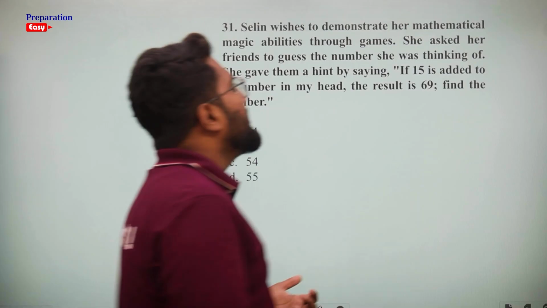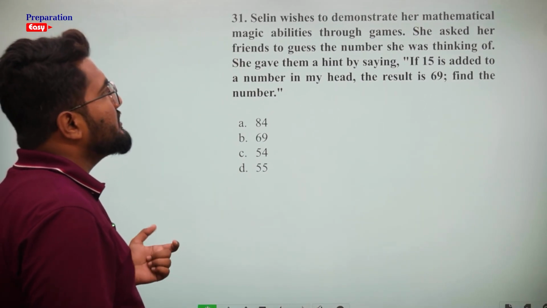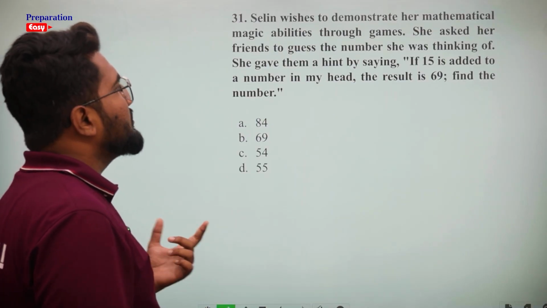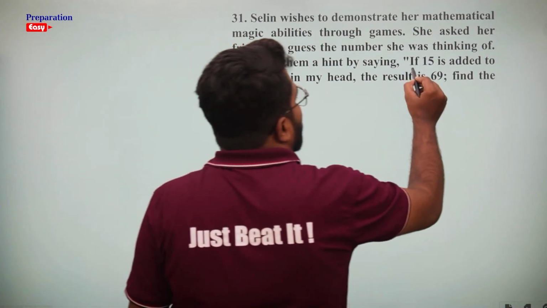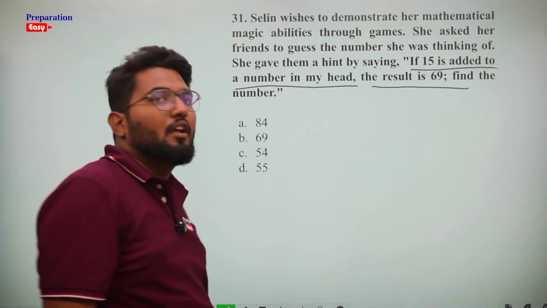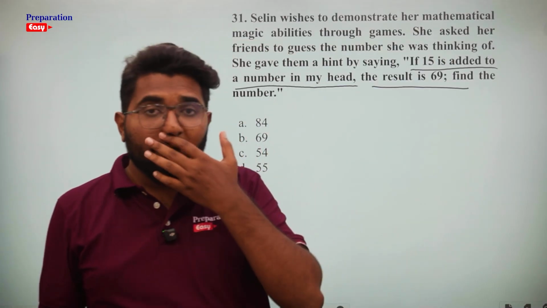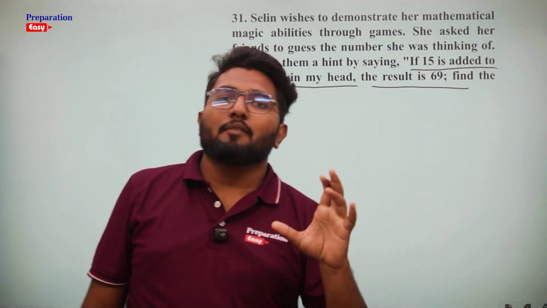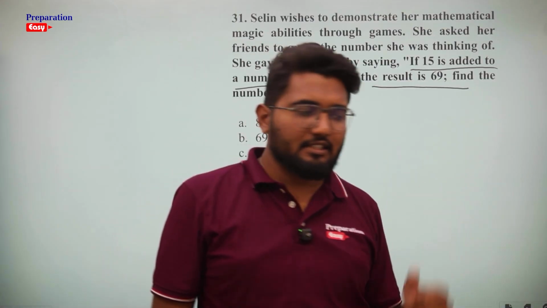Selene wishes to demonstrate her mathematical abilities through games. She asked her friends to guess the number she was thinking of. She gave a hint by saying that if 15 is added to a number in my head, the result is 69. Find the number. What did Selene say? Selene was playing a game with her friends. She said that if I add 15 to the number which is in my head, the answer will be 69.